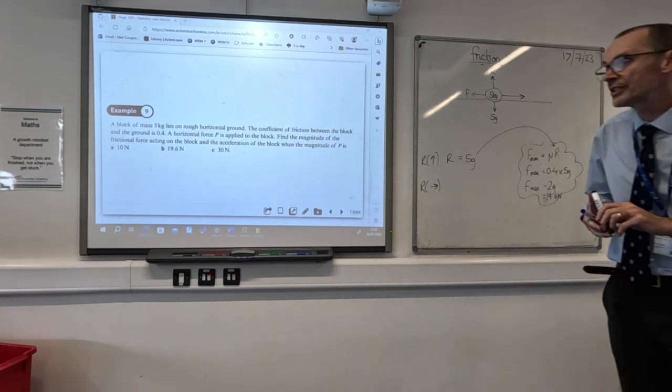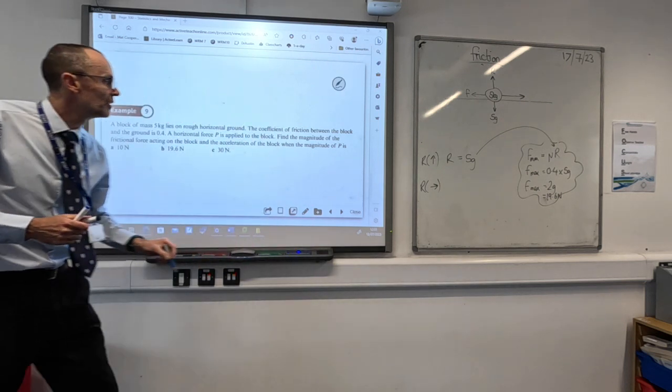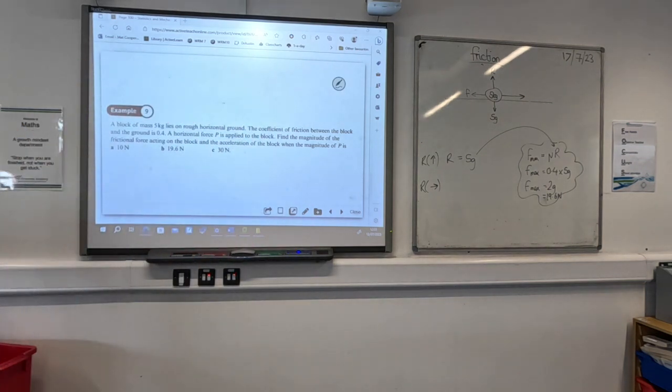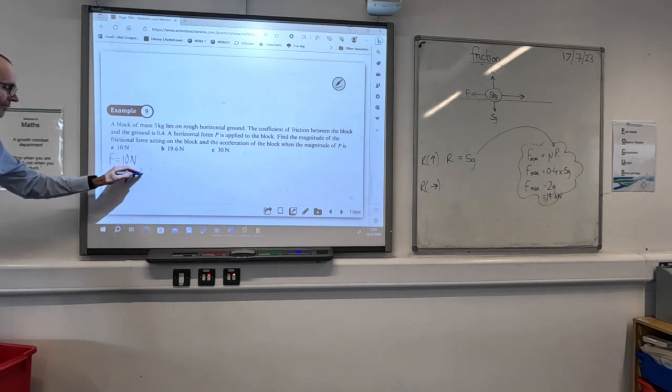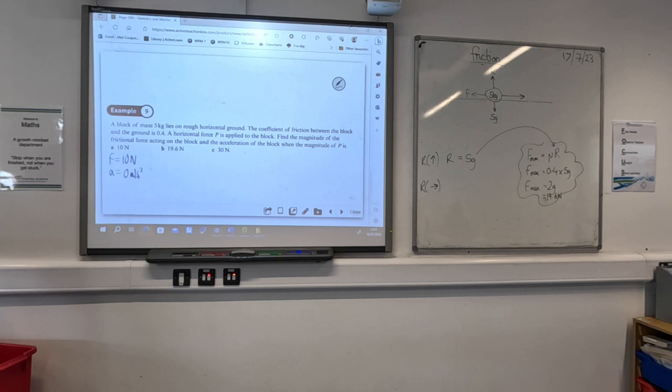And so that means that in A, we're not yet yanking this block enough to move it. So the magnitude of the friction force will be exactly the same as the force being applied. It just cancels it out. And that would be the case for every value up to 19.6, which is the maximum value of friction. So the acceleration there is 0. It's not moving. I'm going to come back to B in a minute.